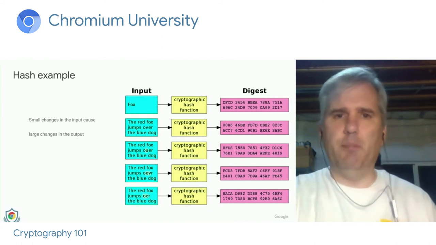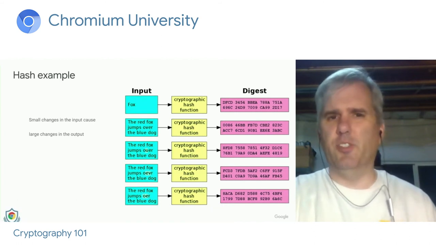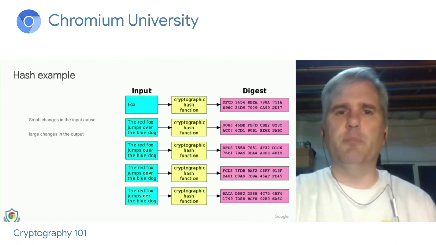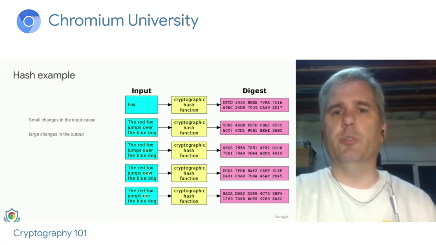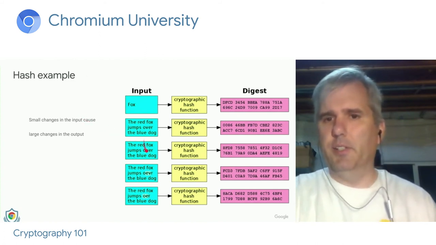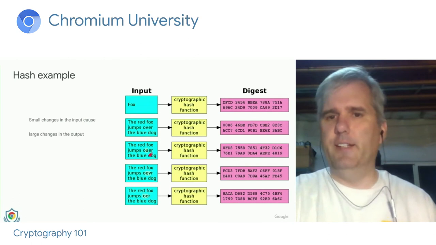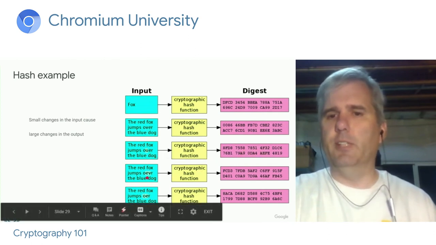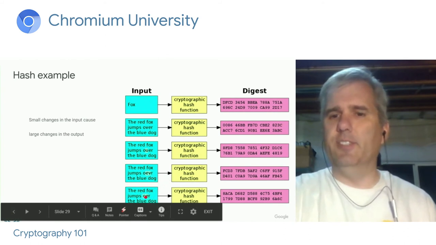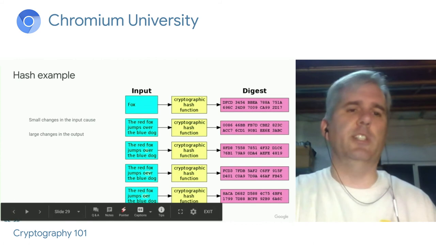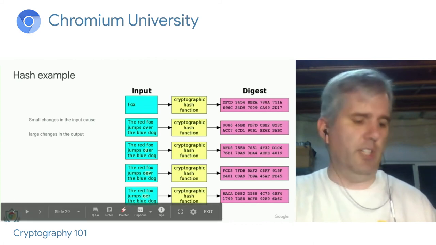There's an example here of the SHA-1 hash function. Small changes in the input cause large changes in the output. You can see here, if the V gets changed to a U, we get a very different output. If two letters are transposed, if a letter is deleted, a small change in the input causes a significant change in the output.